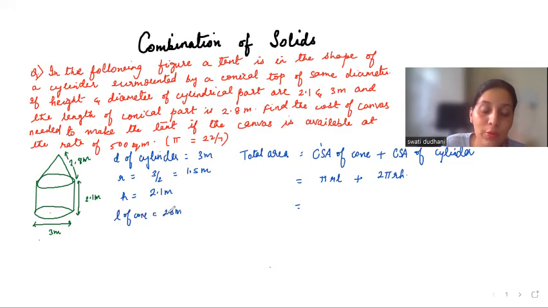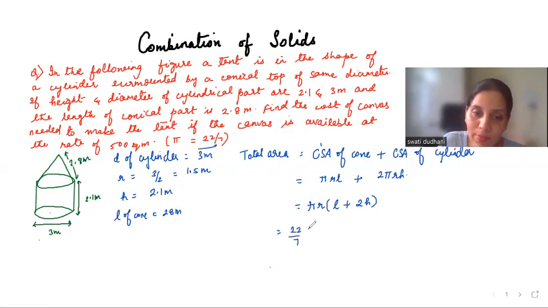So in these kind of questions, it is always easy if you simultaneously write all the details that are given to you. You will not go wrong. Now here we know that radius is same. So I can take pi r common. I get r times L plus 2H. Okay. So you need to use pi as 22 by 7. So 22 by 7 into radius is 1.5. Let me take 3 by 2. And length is 2.8 plus 2 into height of the cylinder is 2.1.